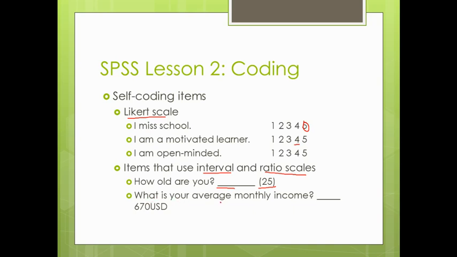Another example, what is your average monthly income? And then we provide a blank space for the respondents to write down the answer. For example, respondent number 10 enters 670 US dollars. So we do not need to code anything. What we need to do is to enter 670 into Excel. So ladies and gentlemen, this is how we code what we call self-coding items. Very, very powerful, very easy to handle, very easy to do.